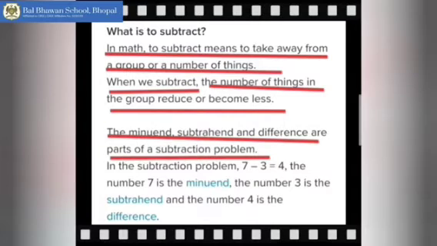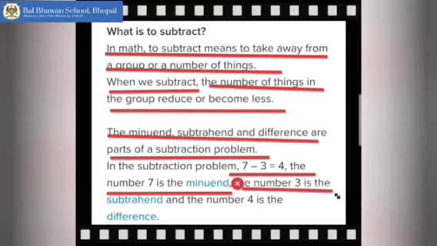In a subtraction problem, 7 minus 3 is equals to 4. The number 7 is the minuend. The number 3 is the subtrahend. And the number 4 is the difference.